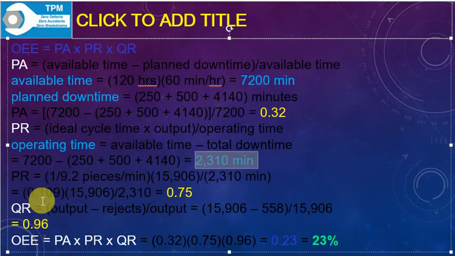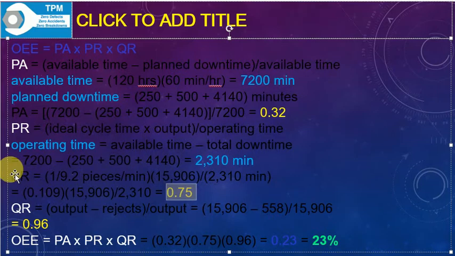So we can find out the performance. Performance is equal to 1 upon 9.2 pieces per minute, which is called the ideal cycle time, times the output of 15,906, divided by the operating time. What is the operating time? It is 2,310 minutes. So the performance is about 75% for the given press of the organization.